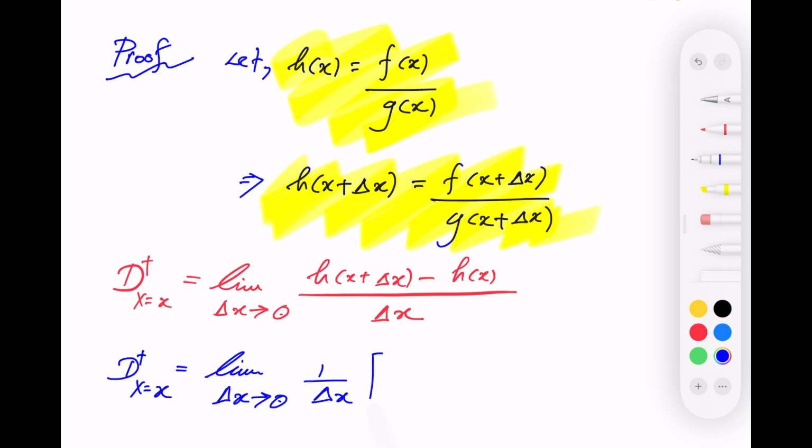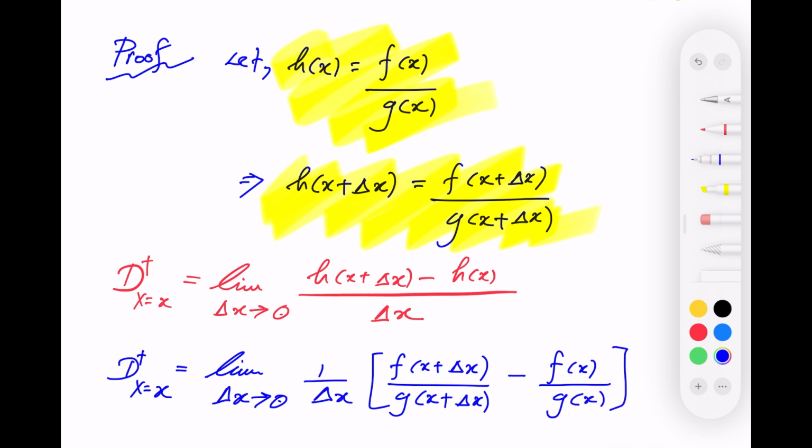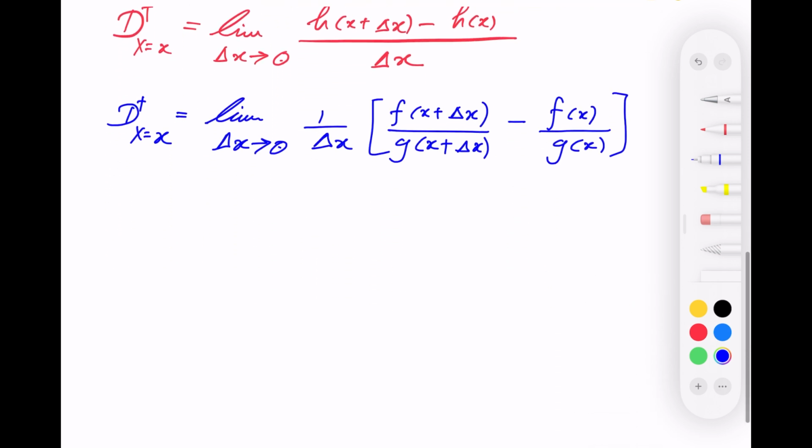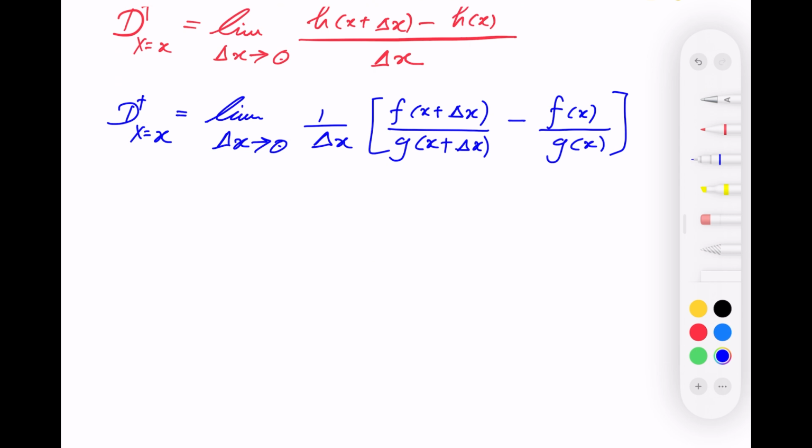I will open brackets. Now I'm going to write h of x plus delta x, which is f of x plus delta x divided by g of x plus delta x. That minus h of x. h of x is equal to f of x divided by g of x. Close brackets. Now we need to simplify this. How would you simplify that? In order to simplify this part, we are going to need a common denominator.